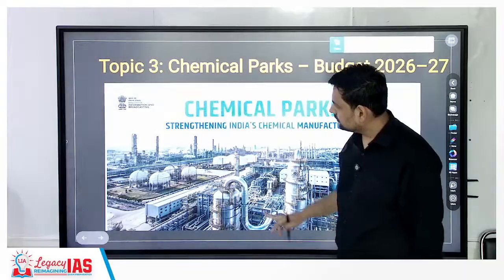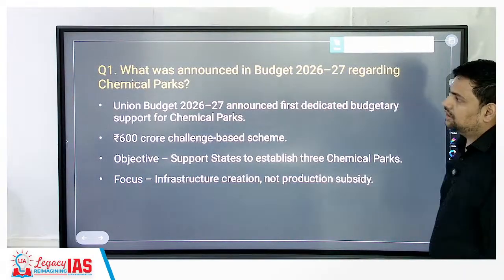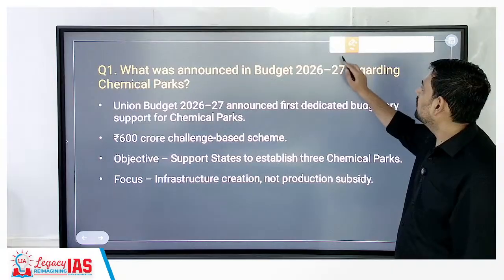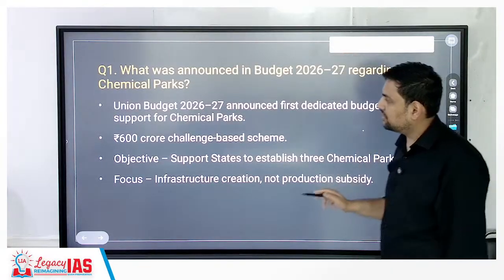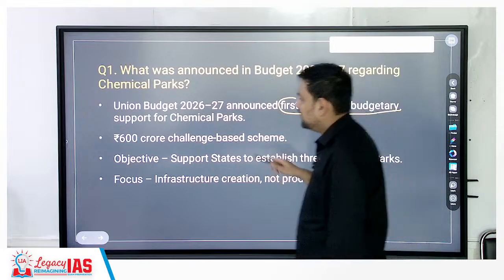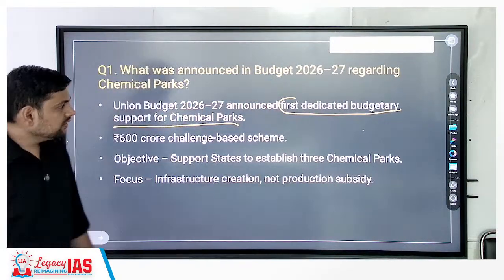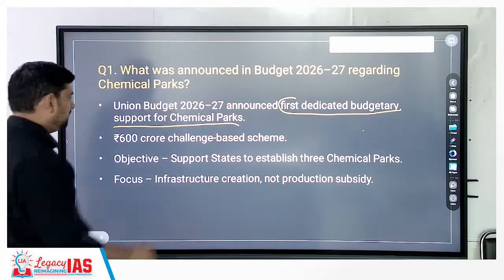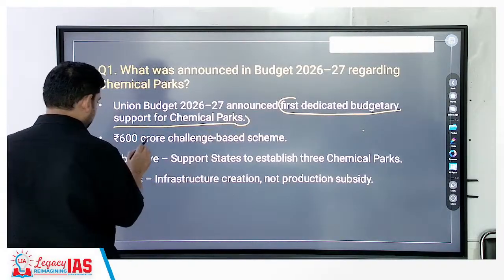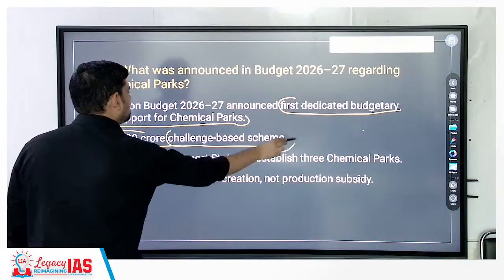Now let's see. So what was announced in budget 26-27 regarding chemical parks? So first thing, what was announced? First dedicated budgetary support for chemical parks. Now, 600 crore challenge based scheme.